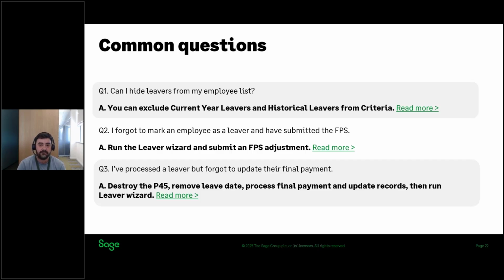You would then set your process date and check that the final payments are correctly entered in Enter Payments. You would then run Update Records for that particular employee that was missed out, and then you can run the Leaver Wizard again. Once you've run the Leaver Wizard, send the FPS for that employee, and that will then submit the details.